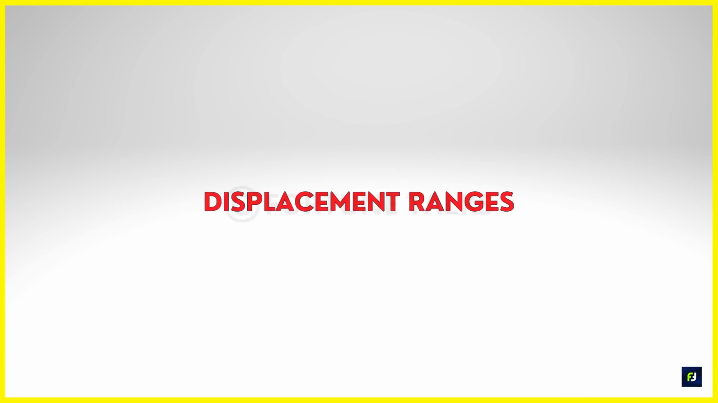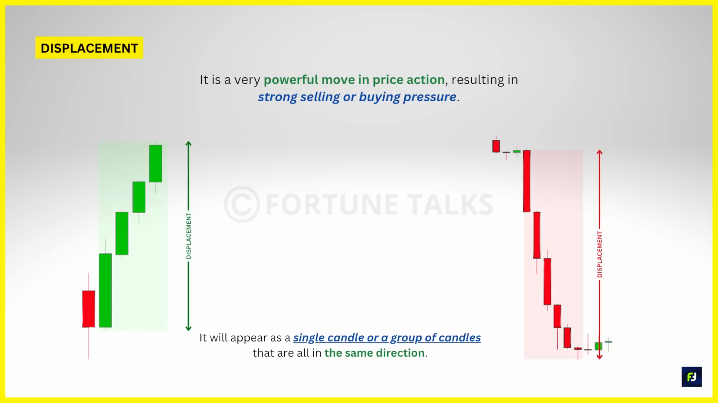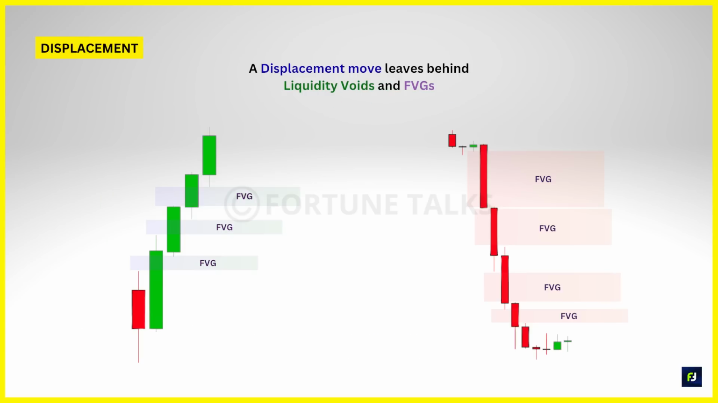Now let's quickly talk about displacement ranges. You may be familiar with what displacement moves are. Simply put, price displacements are large impulsive moves formed by large bodied candles with minimal retracements or wicks, often leaving fair value gaps or liquidity voids behind. These displacement moves confirm institutional intent in taking prices higher or lower depending on the market sentiment. If you have understood what displacement moves are, then figuring out a displacement range won't be a challenge at all.